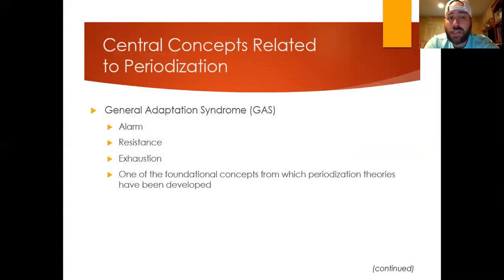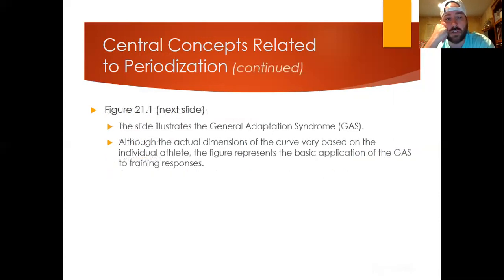So we need to know about the general adaptation syndrome. There's an alarm, there's a resistance, there's an exhaustion, and it is one of the foundational concepts from which periodization theories have been developed. When I go to the next slide, I think the next slide is the picture of it, you'll understand what we're talking about when we start talking about periodization.